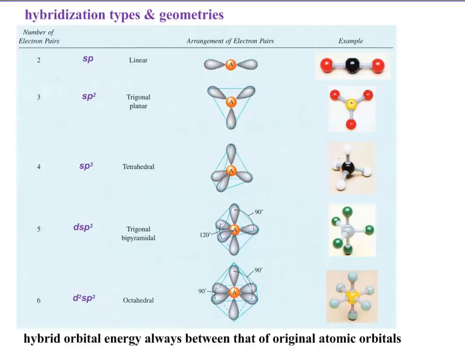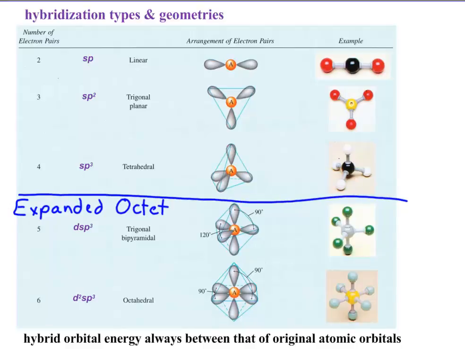When I expand my octet, so this is 5 and 6, I bring the d orbitals in and use them as sites where electrons can be to form these additional bonds. I've used up all my s orbitals, I've used up all my p orbitals, I need something else. So therefore these can only form when I have central atoms that have d orbitals available to them. And so when I have 5 pairs of electrons, I take advantage of 1 d orbital and throw it into the hybridization mix. If I need to have 6 pairs of electrons on the central atom, then I need to use 2 of those d orbitals.